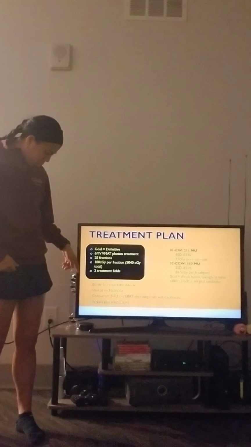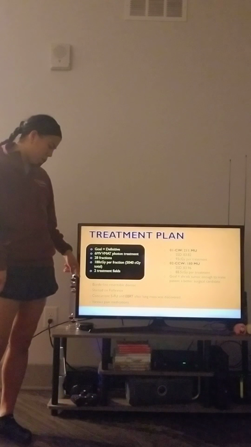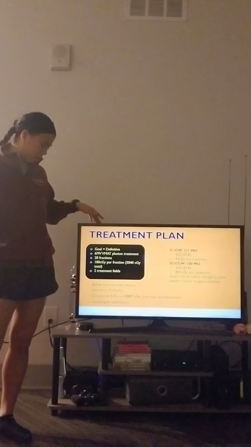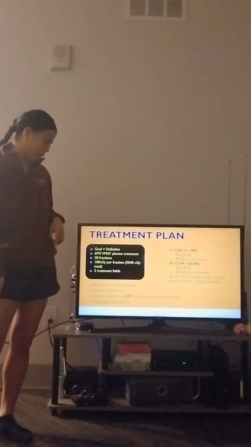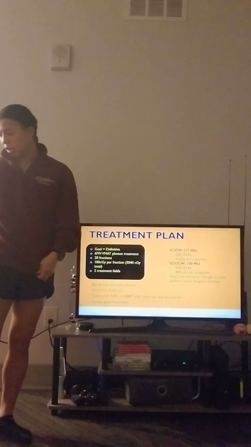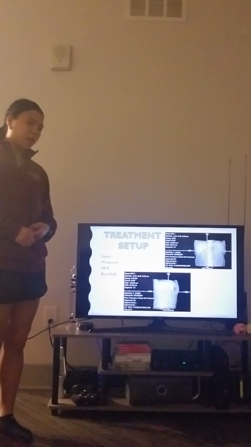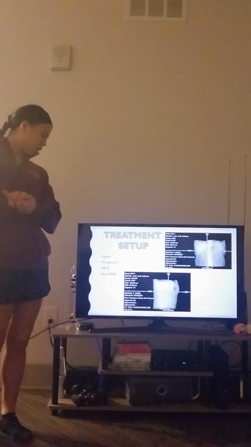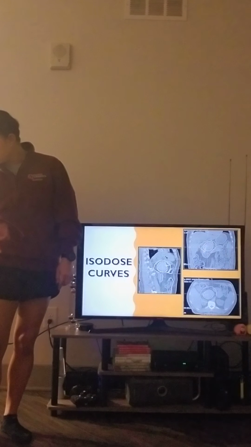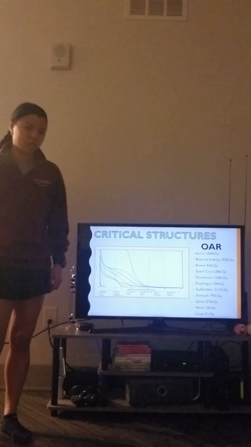Just recapping, he had borderline resectable disease. He was started on FOLFIRINOX, and while he was having his EBRT, he was having concurrent 5-FU chemotherapy. He is currently on tons of pain medications because he's in a lot of pain. This is his treatment setup. He was supine, with a wingboard headrest B and a wedge under his knees. These are his port films, his isodose curves, and this is his DVH.